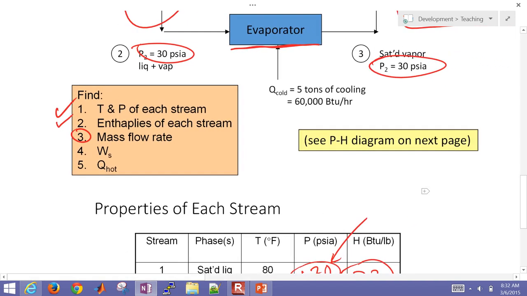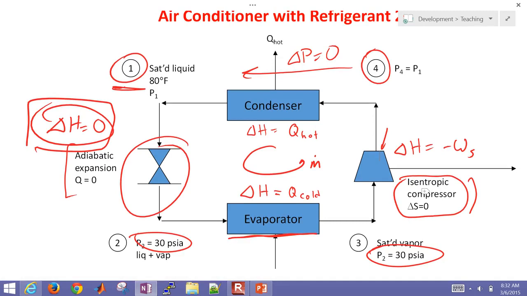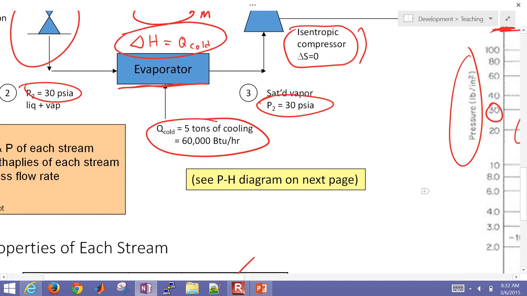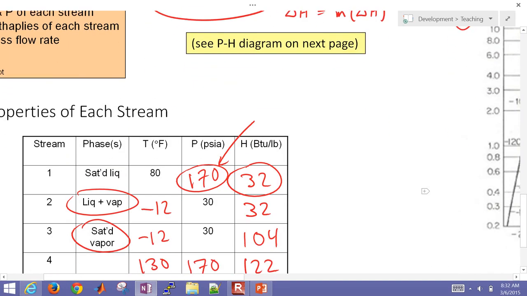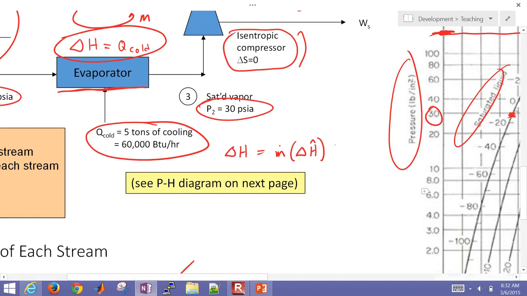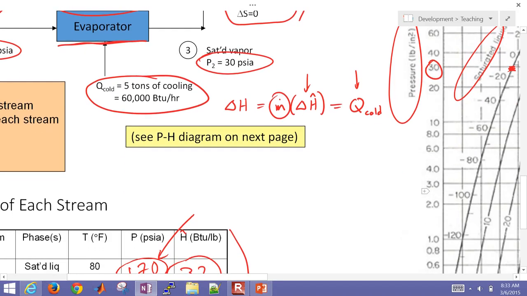Okay, so the way we're going to do that then is, okay, so we're just going to start with, from the evaporator, we'll find the mass flow rate. Okay, so we know that we need that much cooling right there, and we know that this delta H equals Q cold, but we also know that delta H is going to be the mass flow rate times the change in specific enthalpy. Okay, and so we have those specific enthalpies right here. I'm going to put a little hat over that for specific enthalpy. Okay, and that we know has to be equal to Q cold. Okay, so we know this and we know that. The only thing that we don't know is the mass flow rate. Okay, so we can do that calculation.